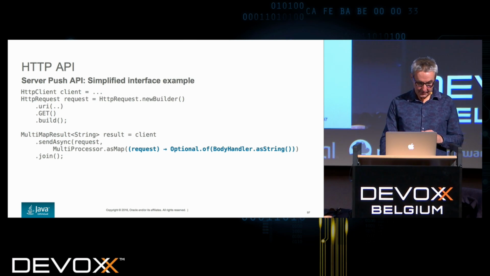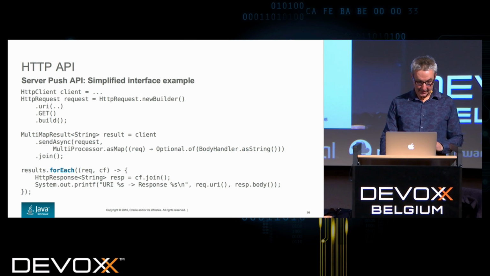So a real simple implementation of that is what's shown here. We're calling client.sendAsync with the request that was created. And the second parameter is MultiProcessor.asMap and a lambda that essentially ignores the incoming request. So what we're saying here is that for every push promise that comes in, we're always going to return a body handler that treats it as a string. And so at the end of all of that, when we call join, what we have is a MultiMapResult of string, and we can search through the map and examine any of the requests or any of the parameters of the response object.